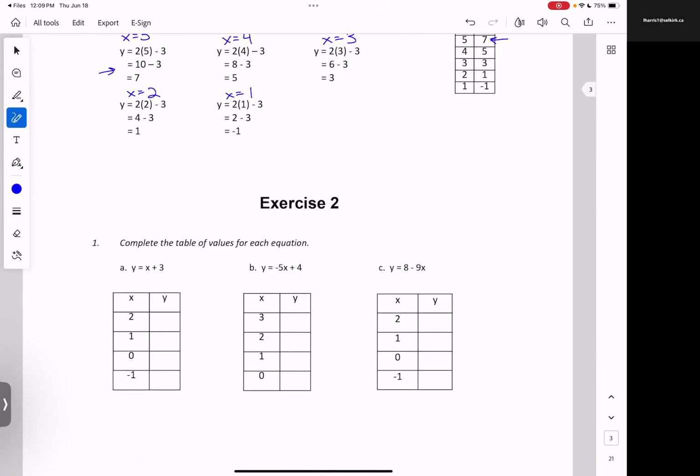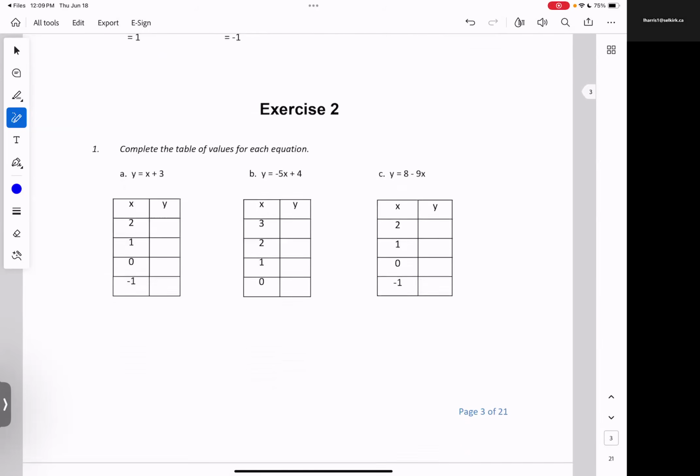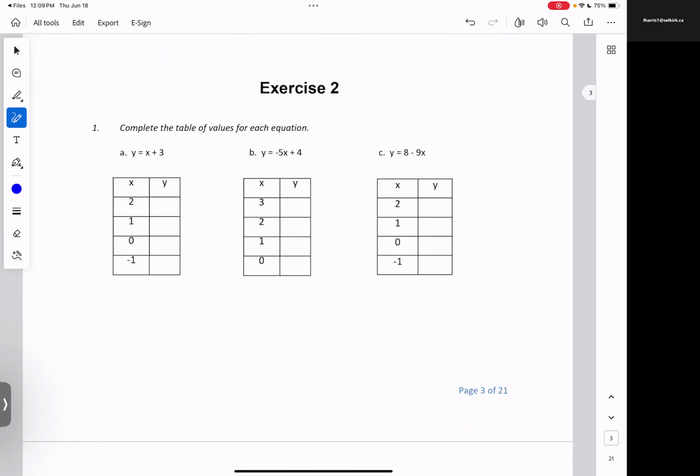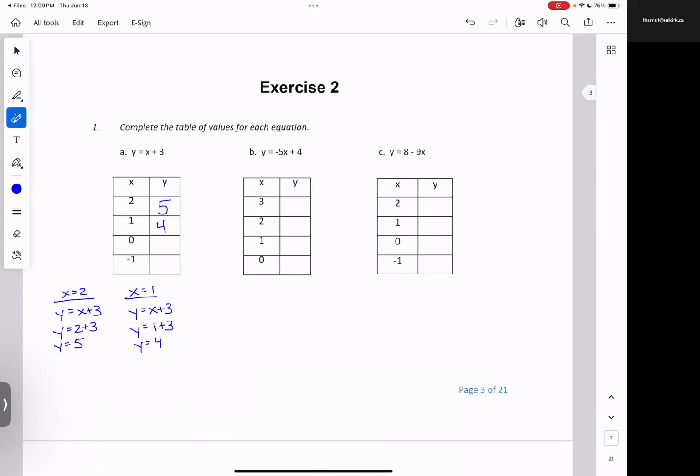Okay, so let's look at these exercises here. We've been asked to complete some tables of values. So let's start then with x is 2, and our equation is y is x plus 3. So that would be 2 plus 3, or 5. So we have an ordered pair then at 2 comma 5. When x is 1, we would have y is 1 plus 3, which would be 4. So we also have a solution at 1 comma 4.